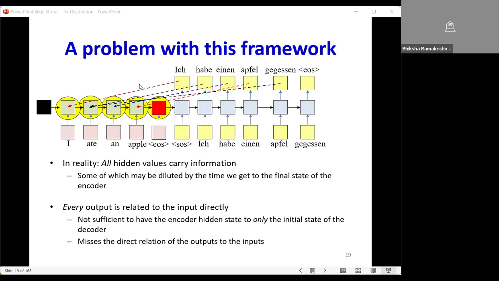Does it make sense that Ich is more related to I than to apple? No? What is Ich a translation of? Is it a translation of apple? Or is it a translation of I? This is German. Ich is the word I in German, right? So over here, this word Ich is related to I and not to apple.